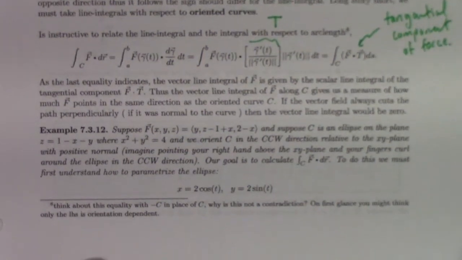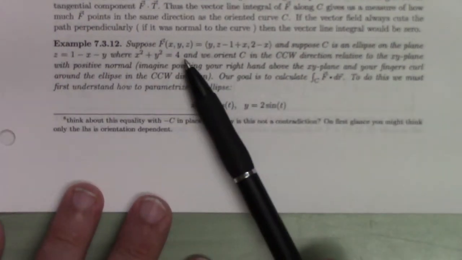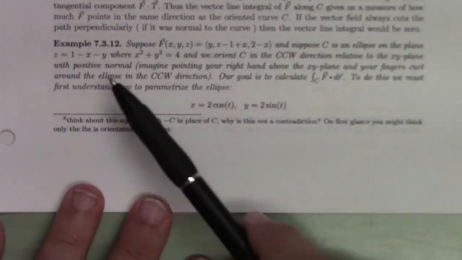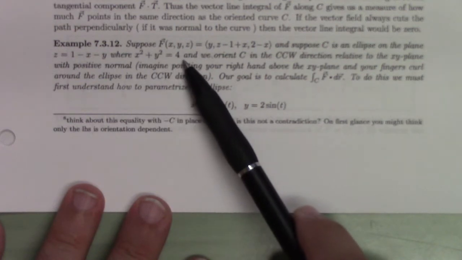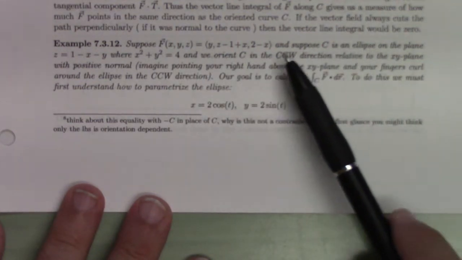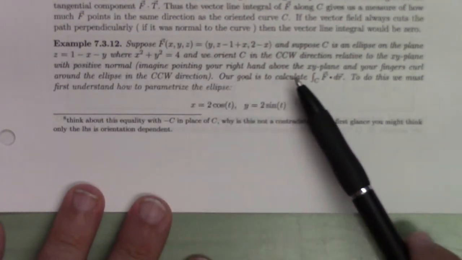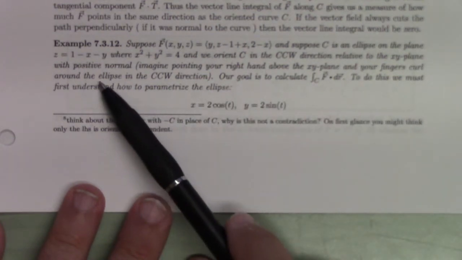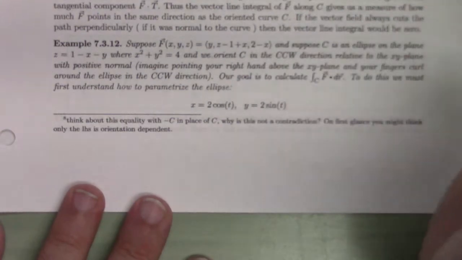But anyway, here's an example calculation. So here's a force field, and I take an ellipse on the plane z equals 1 minus x minus y, where x squared plus y squared equals 4. In other words, the ellipse is formed by the intersection of the plane and the cylinder. And I say orient C counterclockwise relative to the xy plane with positive normal. So imagine you're pointing your thumb above the xy plane and your fingers curl around the ellipse in the counterclockwise direction.